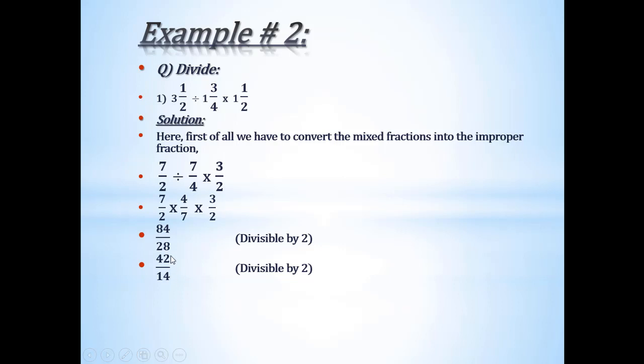Okay, again 42 and 14 will again be divided by the table of 2. So when we divide it, we will get the answer 21 divided by 7. And in the last, 21 and 7 come in the table of 7. So we can also cancel both the values by the table of 7, and finally we will get the answer 3, and that's our final answer for this question.